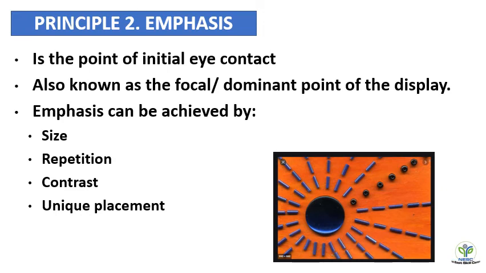So emphasis is defined as an area or object within the merchandise display that draws attention and becomes a focal point. Emphasis is the point of initial eye contact, which is also known as the focal or dominant point of the display. It is from this point that the viewer's eye captures and flows throughout the entire display. If there are too many focal points, the viewer will be confused. Emphasis can be achieved through a variety of techniques, and these are size, repetition, contrast, and unique placement.